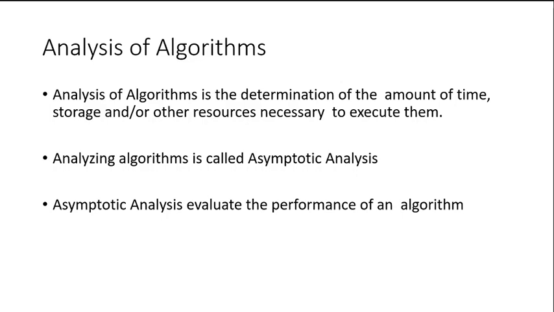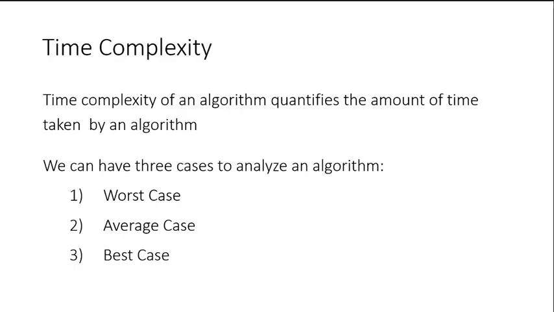Analyzing algorithms is also called asymptotic analysis. Asymptotic analysis evaluates the performance of an algorithm step by step. Now, the time complexity of an algorithm quantifies the amount of time taken by the algorithm. We can have the big three cases to analyze an algorithm: worst case, average case, and best case.